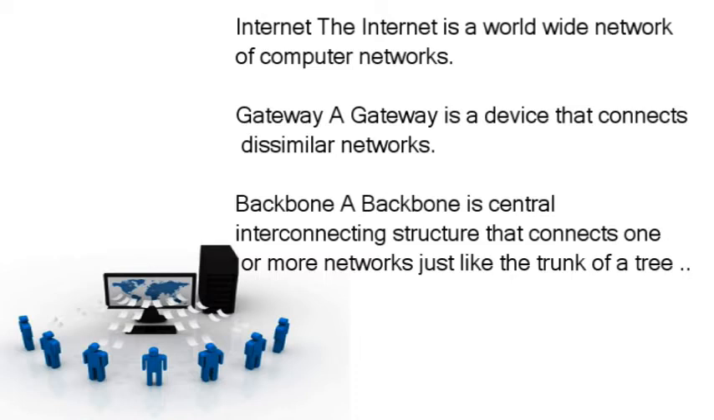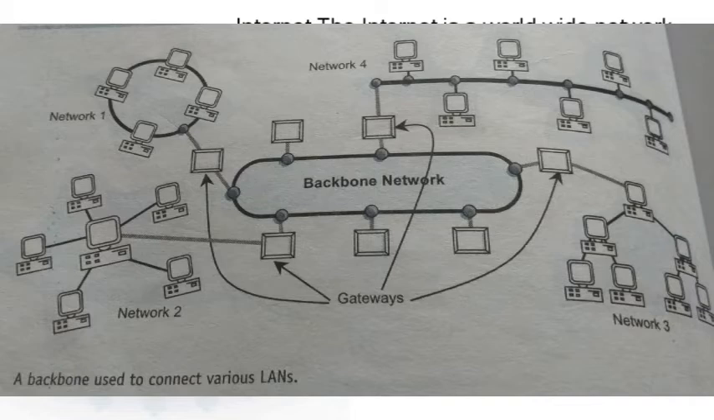A backbone is a central interconnecting structure that connects one or more networks, just like the trunk of a tree. Basically, the trunk of the tree has different kinds of branches, so all the branches are part of a single tree. Similarly, the backbone will connect different kinds of networks. As you can see on the screen, here's a backbone network with different gateways. The networks are connected and that gateway is attached to the desired backbone network. So this is how the internet works.